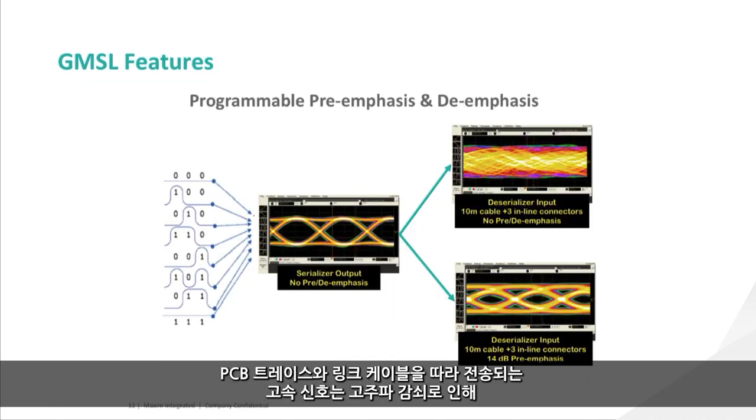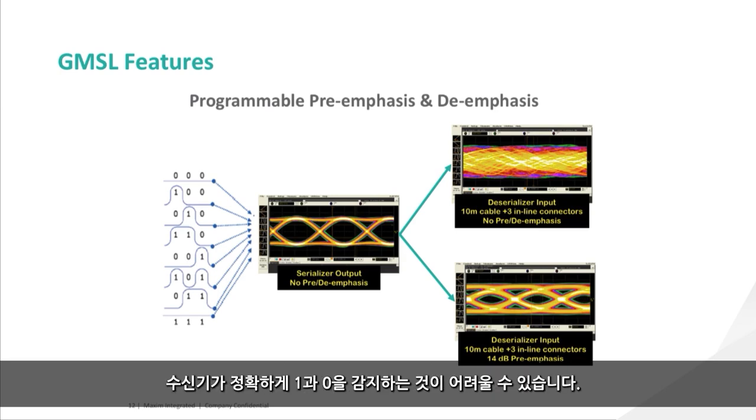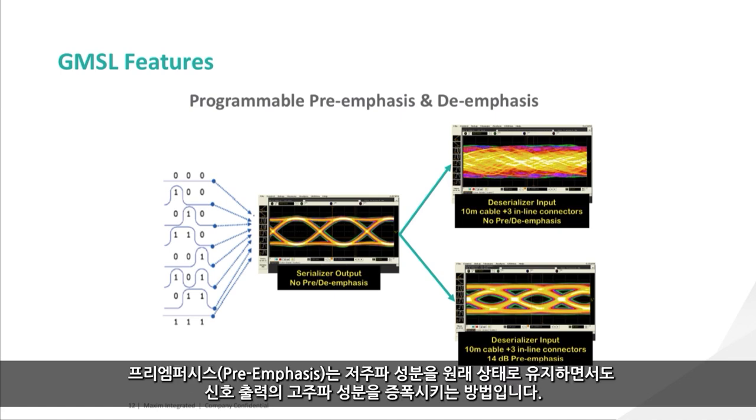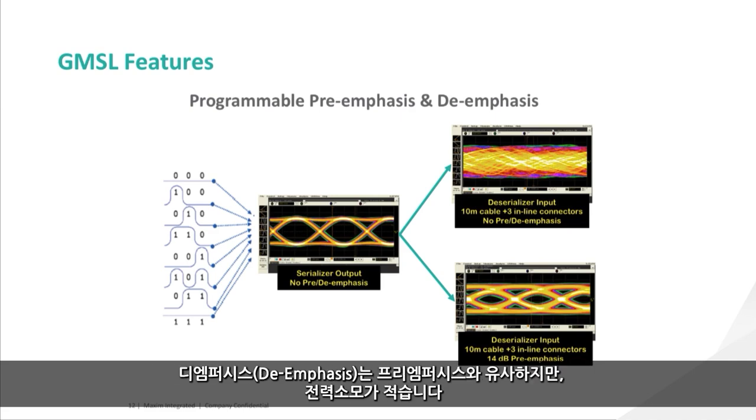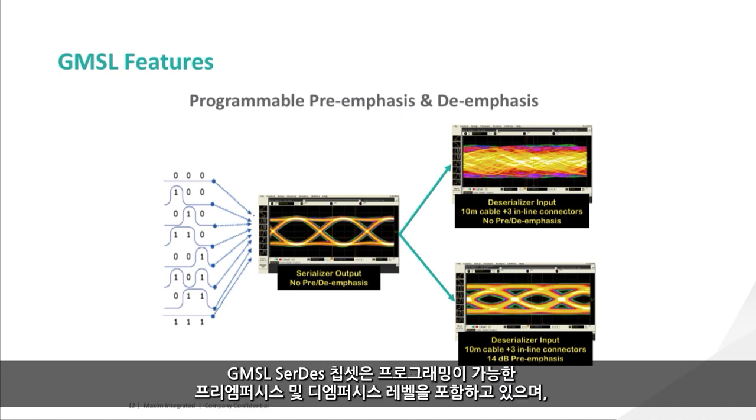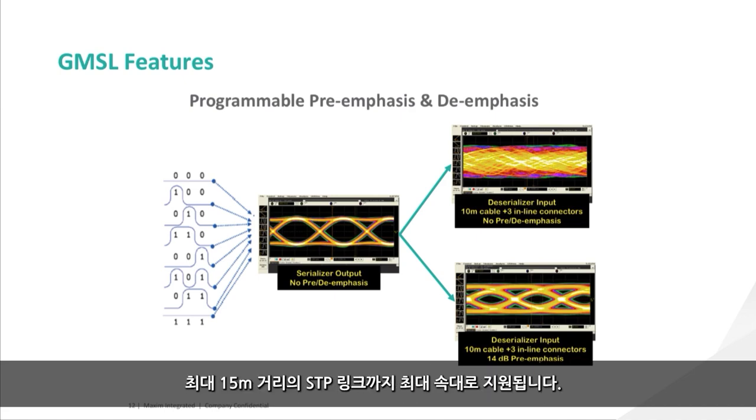High-speed signals transmitted along PCB traces and the link cable suffer from high-frequency attenuation, which makes it difficult for the receiver to detect the correct ones and zeros. Preemphasis is a method to boost the high-frequency components of the signal output while leaving the low-frequency components in their original state. De-emphasis is similar to preemphasis, but consumes less power. The GMSL SerDes chipsets have programmable preemphasis and de-emphasis levels, and are specified for links up to 15 meters STP at full speed.